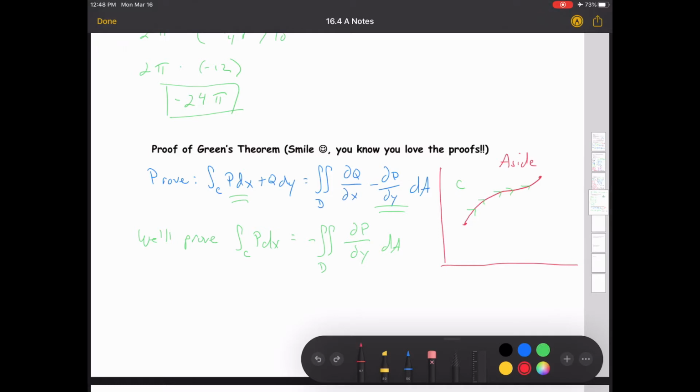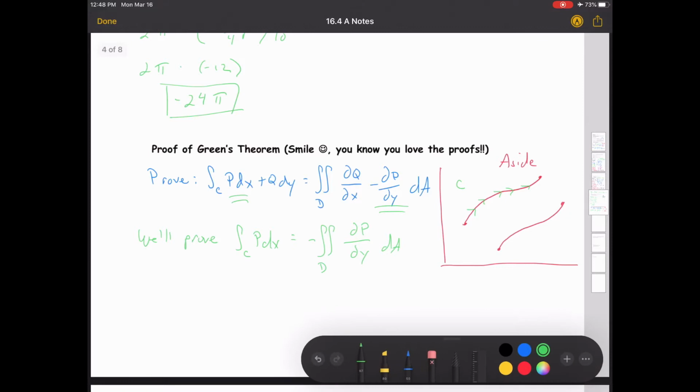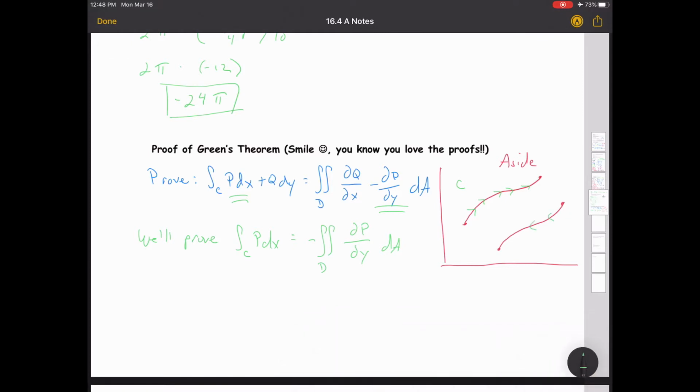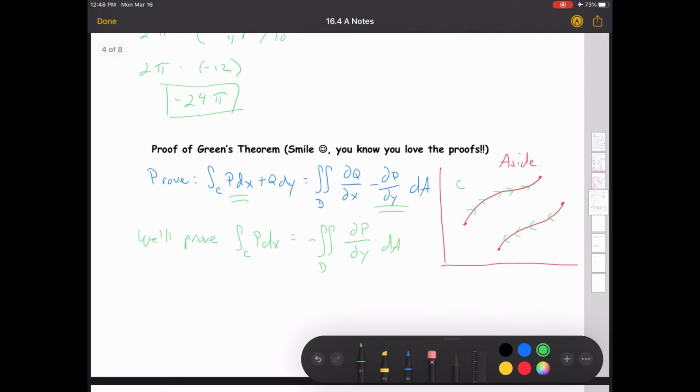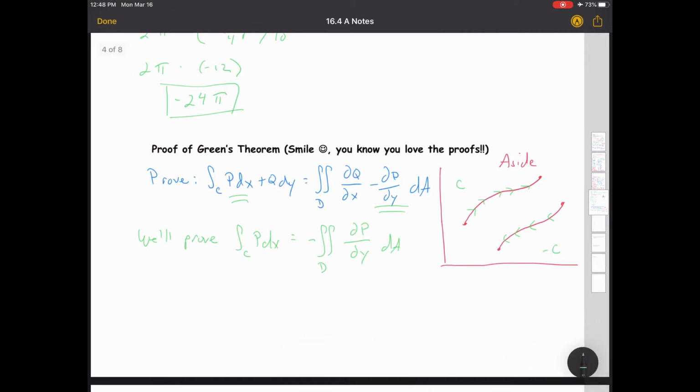But if I have a curve which is exactly the same curve, we're going to say it's the same, even though I didn't draw it exactly the same. It's close. And it goes this way. Well, then isn't that just going the opposite direction? So we're going to call that negative C, since it's going backwards. Same idea.